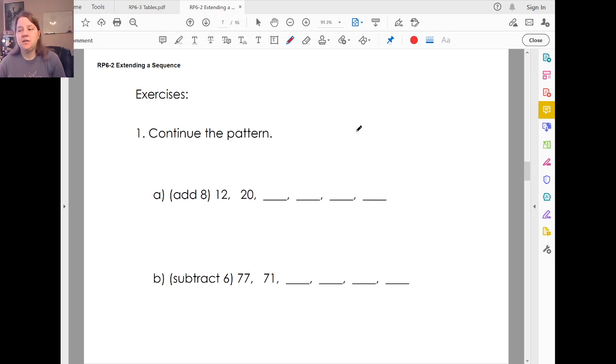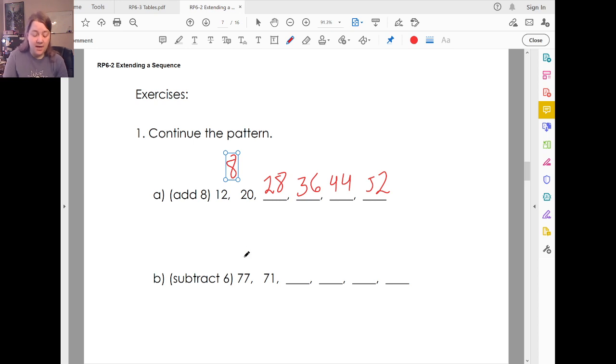They want you to continue the pattern here. So we're going to add 8 every time. In B, we're going to subtract 6 every time. Go ahead, give this a shot on your own, and when we come back, we'll talk about it. Welcome back. 12 plus 8 is 20. 20 plus 8 is 28. 28 plus 8 is 36. Plus 8 is 44. Plus 8 is 52.